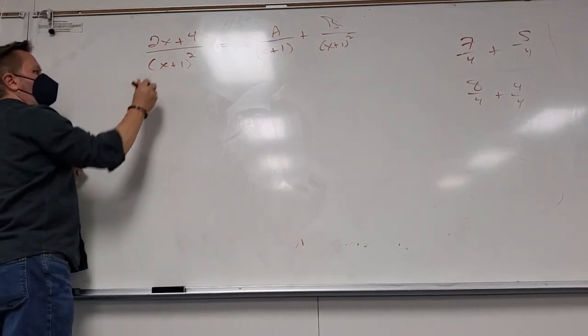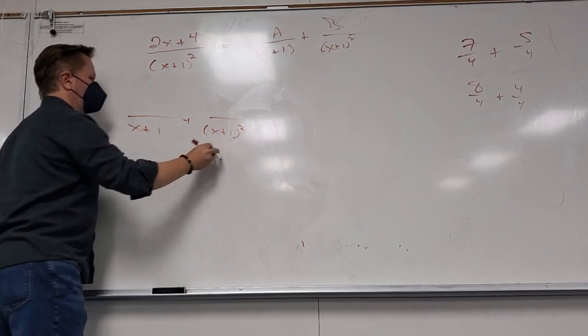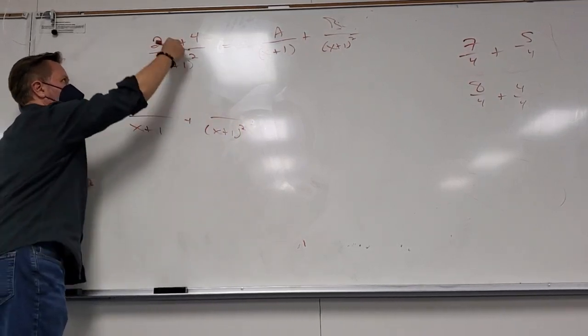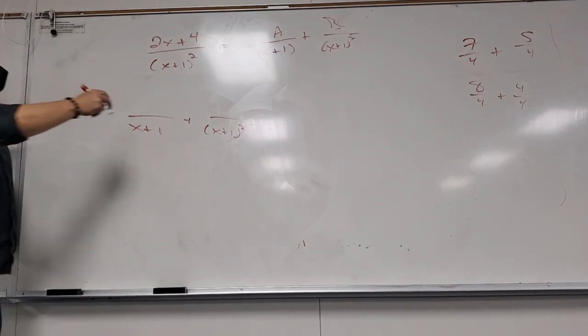Well, it could come from something over x plus 1 plus something over x plus 1 squared, because then I have to multiply this by x plus 1. I get an x piece and a number piece. Do you guys see that? Yeah. Then the question is, why is it a and b?